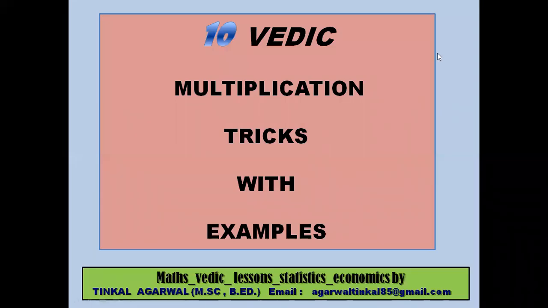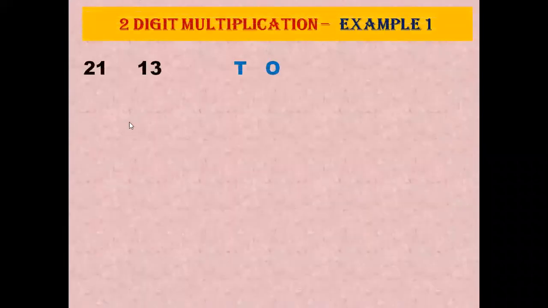Hello everybody, in this video I will share 10 Vedic multiplication tricks, and that too with examples. So let us start with the first, two-digit multiplication. We multiply 21 with 13. We line up the digits under the tens and ones places.